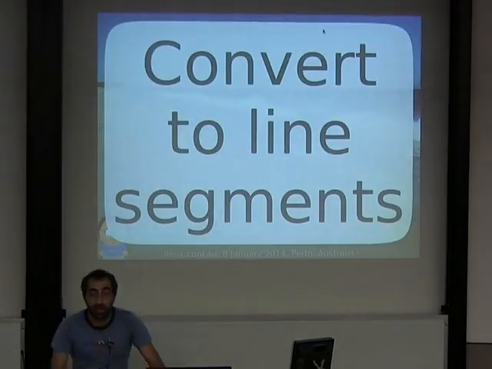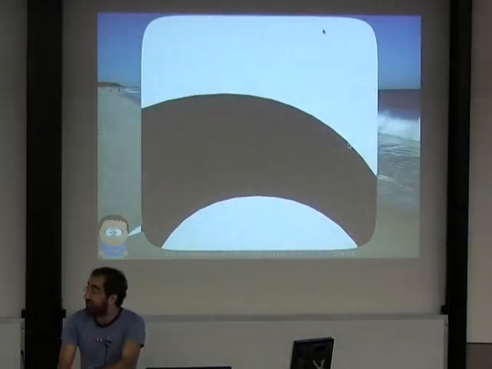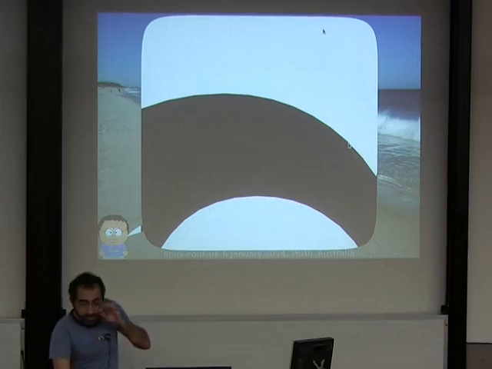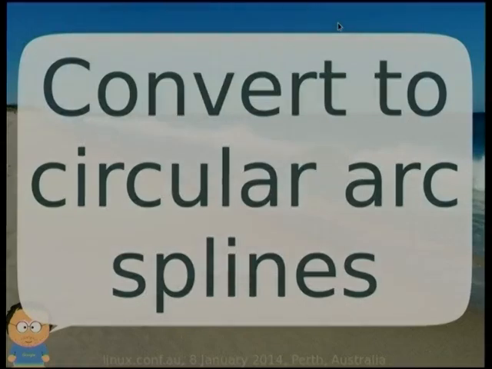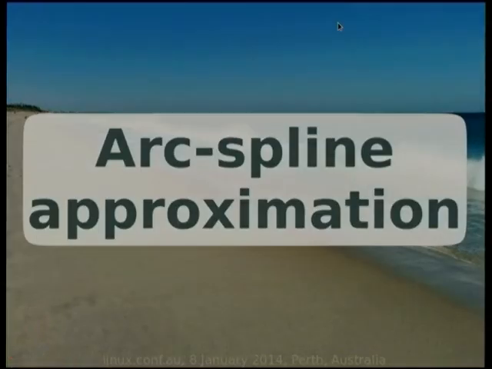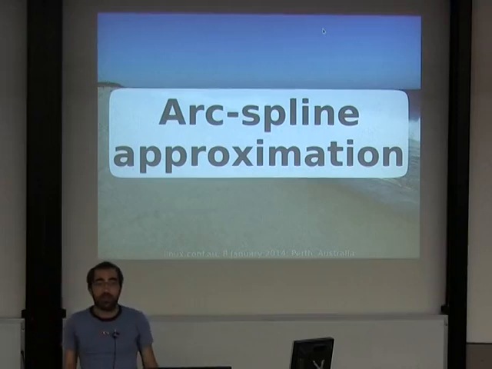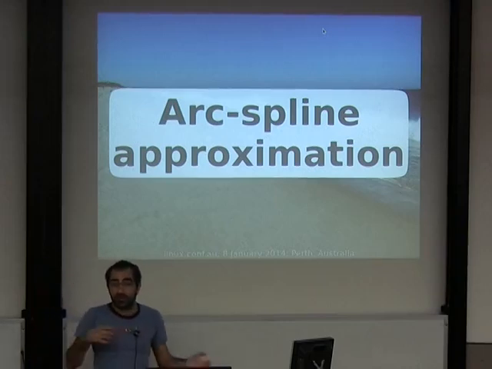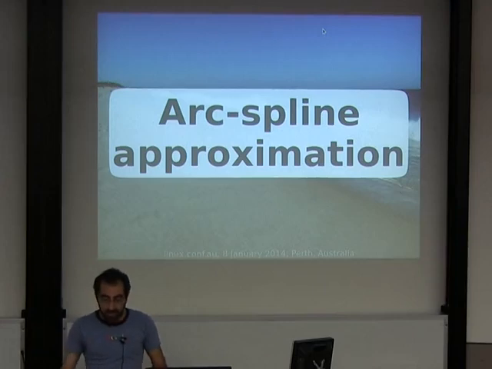So what you can do is convert to line segments. That's what we do on the CPU. It works fine, but the problem is you get this kind of thing again. So the alternative I want to pursue is to convert to circular arc splines. They look much better. So now we have a glyph, which is a Bezier spline, and we want to convert it to an arc spline approximation, right?